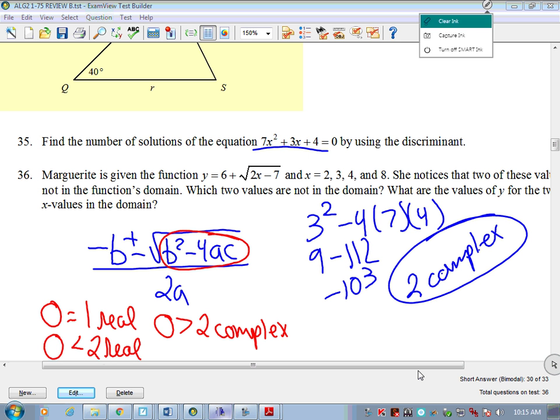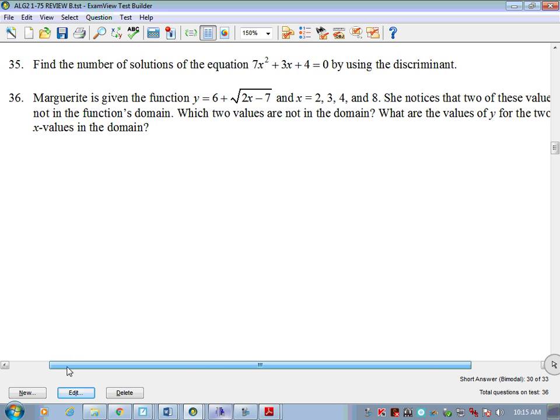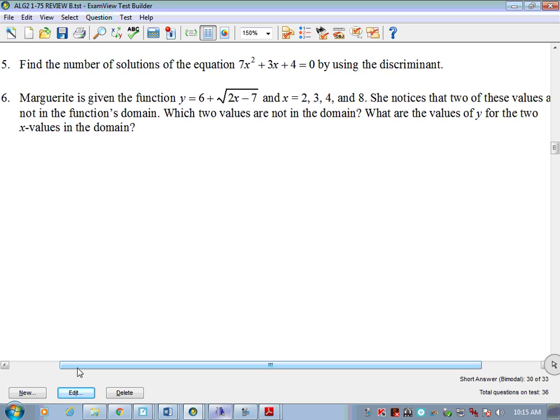Okay, 36, last question. And you guys have till tomorrow to study for the test, right? You got like 4 or 5 parts of this. Marguerite is given the function y equals 6 plus square root of 2x minus 7, and x equals 2, 3, 4, and 8. She notices that 2 of these values are not in the function's domain. Which 2 values are not in the domain? What are the values of y for the 2 x values in the domain?